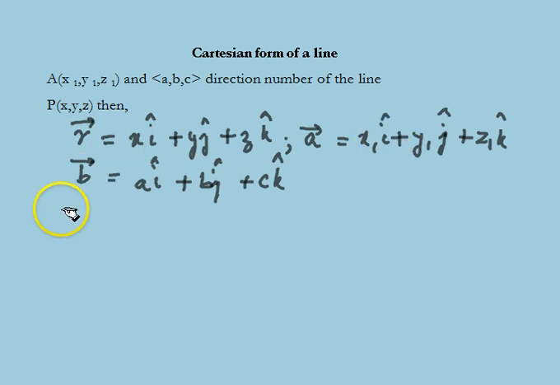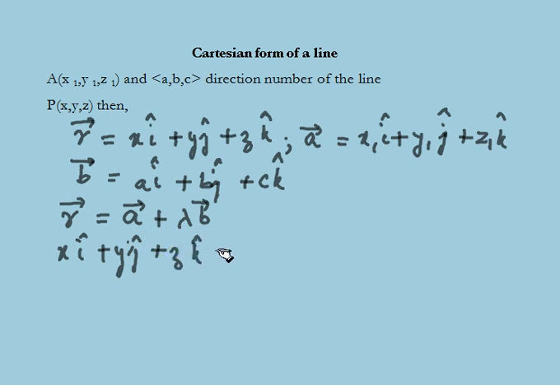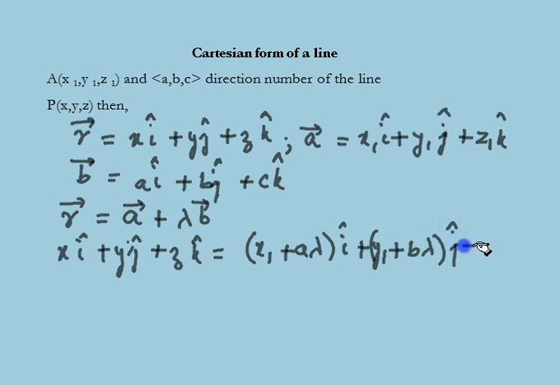These values are going to be substituted in the equation that we have found for the vector equation in this lecture, which was vector R equal to vector A plus lambda vector B. Thus, substituting these values, we have x i plus y j plus z k is equal to x1 plus a lambda unit vector i plus y1 plus b lambda unit vector j plus z1 plus c lambda into unit vector k.